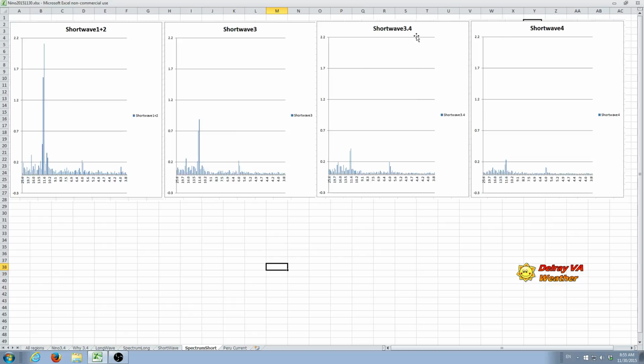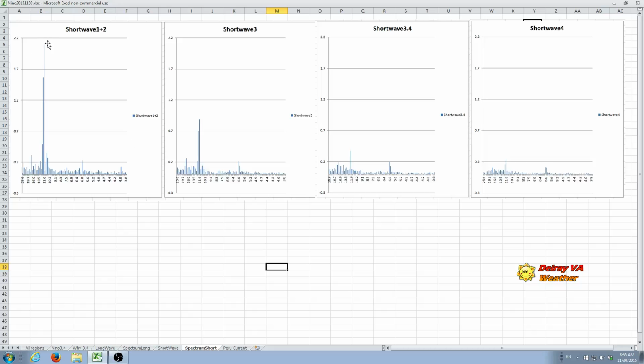The Nino 3.4 again has a much lower peak than any of the other two, but if you notice, the peak at 6 months is about the same on both of this and in the shortwave 1+2 area. Finally, the Nino 4 region, the wavelength is much, much lower in the 12-month period, and even the 6-month period is a lot lower.